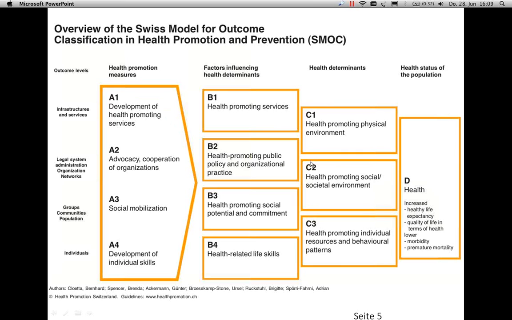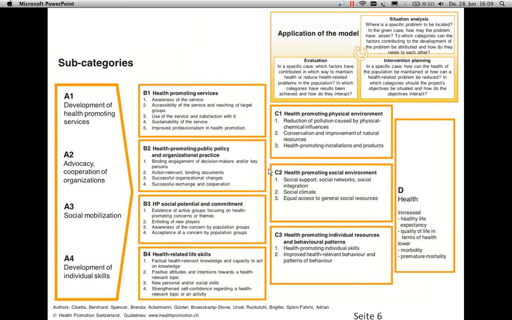Here is a second example, a practical one. For example, health promoting services, or health promoting public policy and organizational practices, social and community commitment, health related life skills. And you see there are goals under these headlines, and they are linked to the determinants of health, like the health promoting physical environment or the health promoting social environment. You see, it's a characteristic of health promotion interventions that they have long causal chains, but, and that's important, there is a system for classification of the parts of this causal chain.